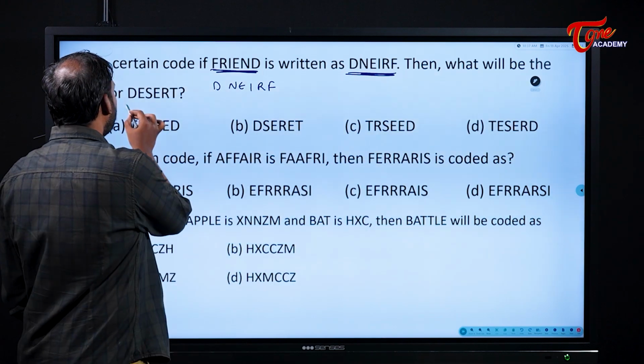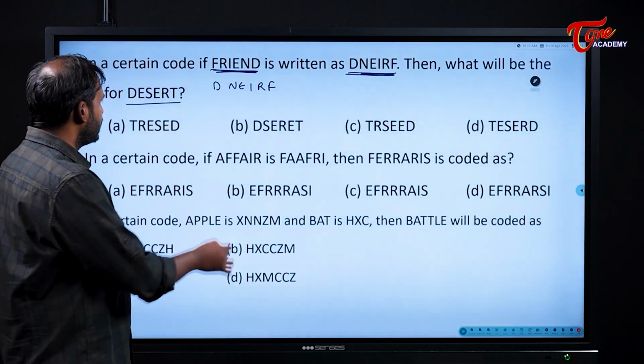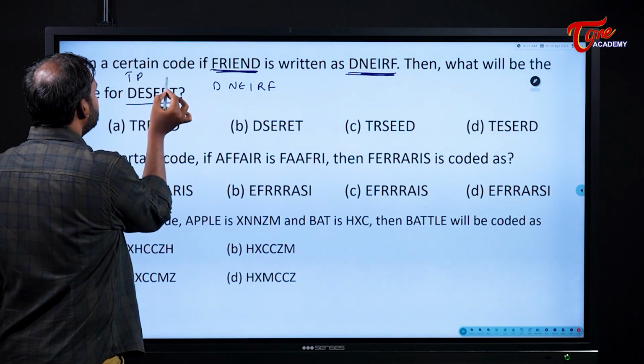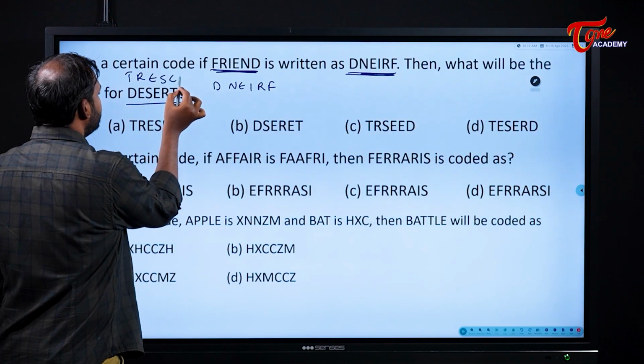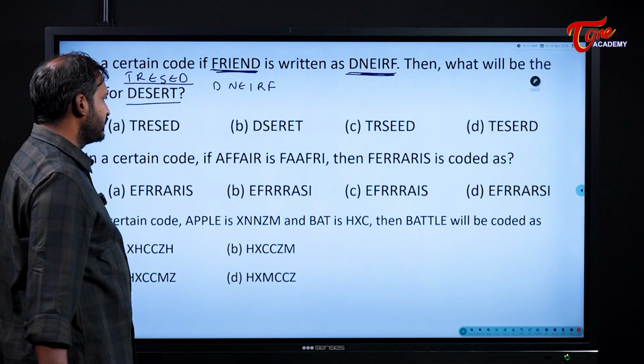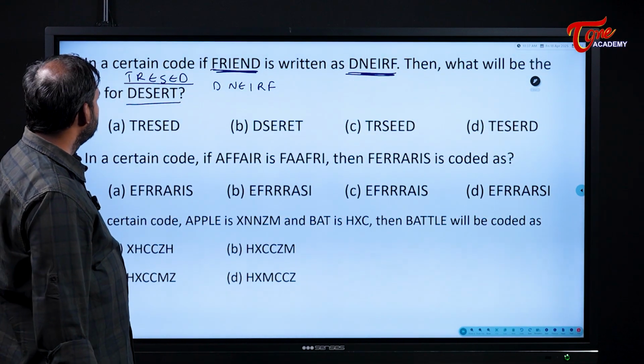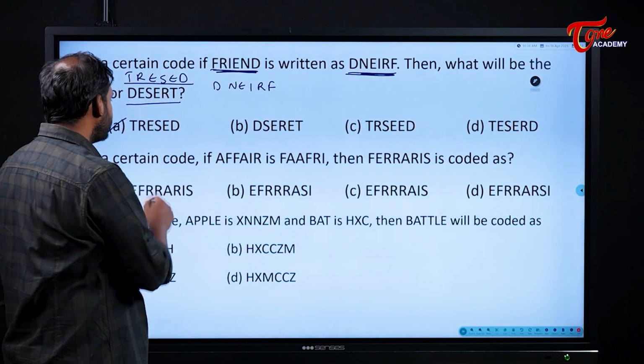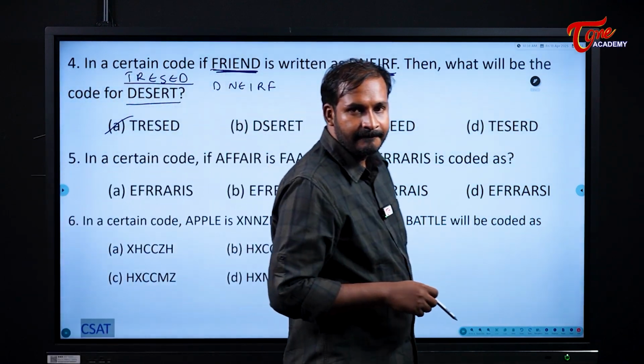Then what will be the code for DESERT? Similar one: T, R, E, S, E, D. This will be our answer: T, R, E, S, E, D. So option A will be our answer here.